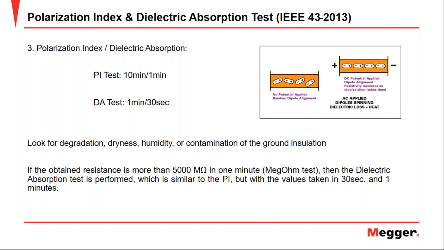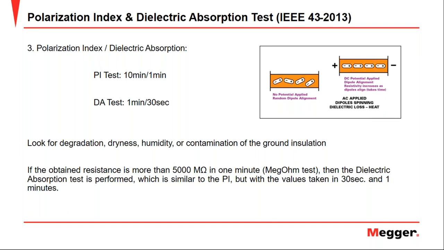Now, how do we know if we are going to perform the PI or the DA test? The IEEE 43 standard establishes that if the insulation resistance measured in 1 minute is greater than 5,000 megohms or 5 gigaohms, then we must do the DA test. If it is less than 5,000 megohms, then we must perform the PI test, no matter the motor size.